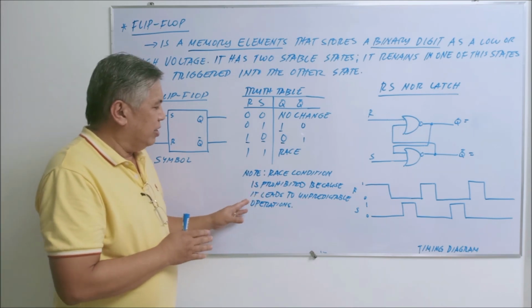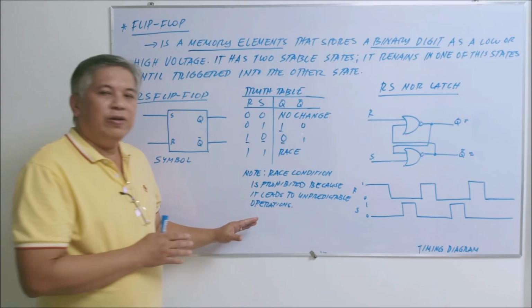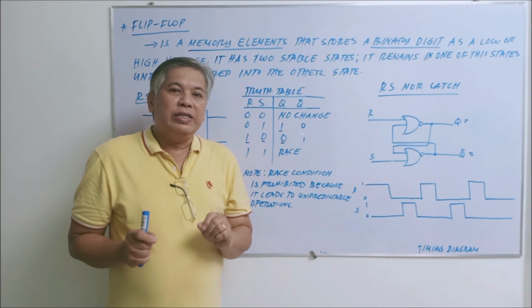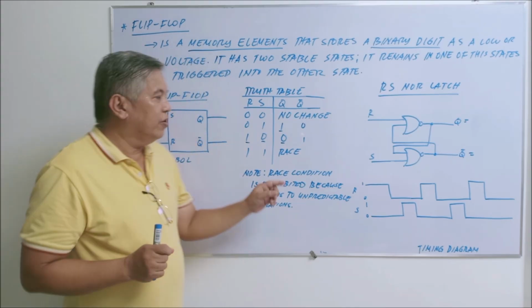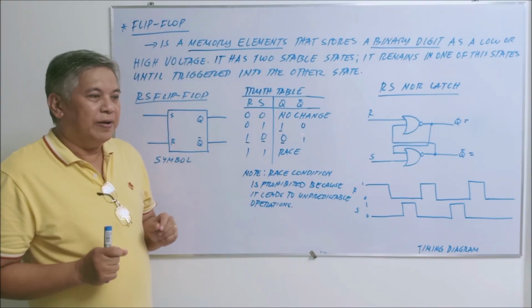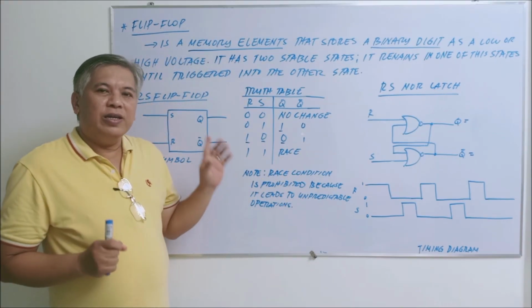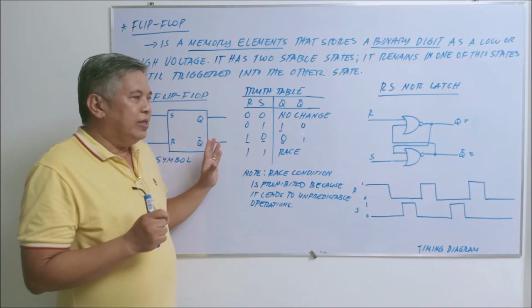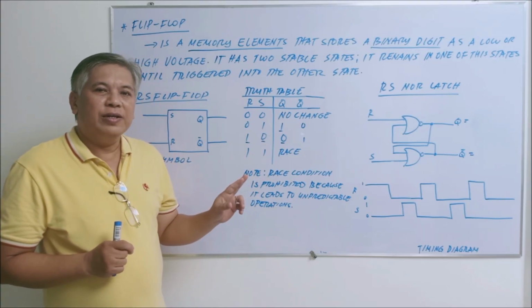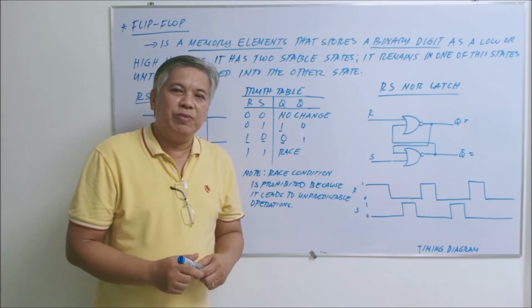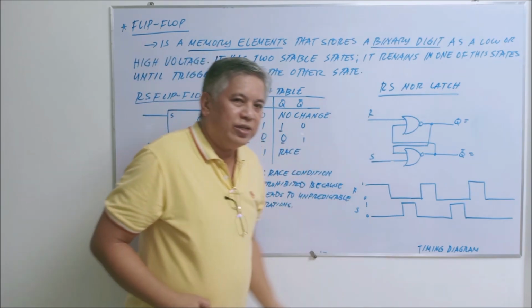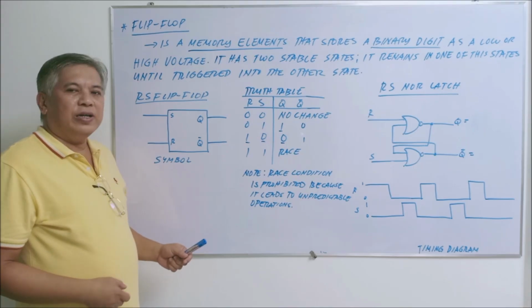Why? Because it leads to unpredictable operations. With the race condition, you will not be able to determine the exact output of your Q. It could be either 0 or it could be 1. That is why in RS flip-flop, the condition value of R and S, which is 1, is what we call prohibited. Okay? So let's have a logical circuit representation of your RS flip-flop here.